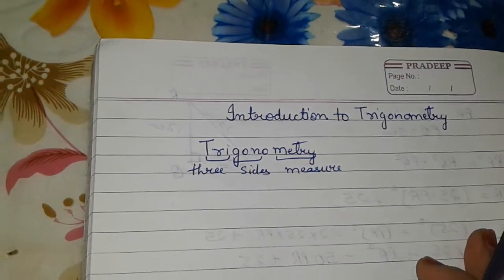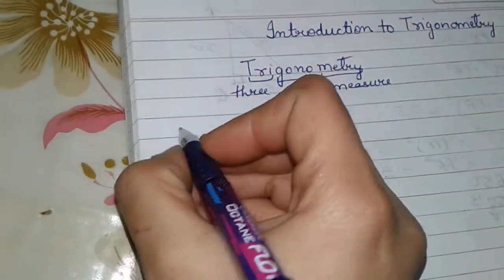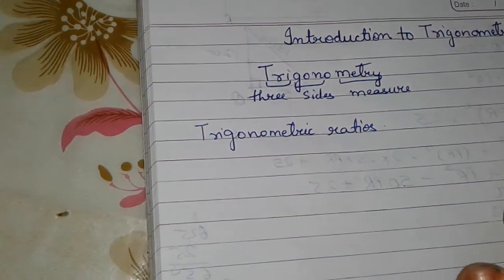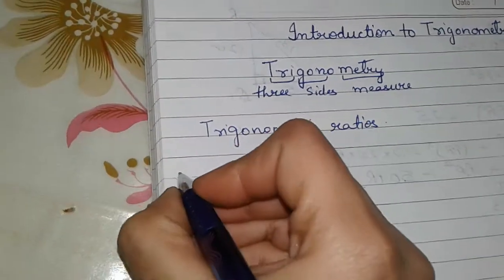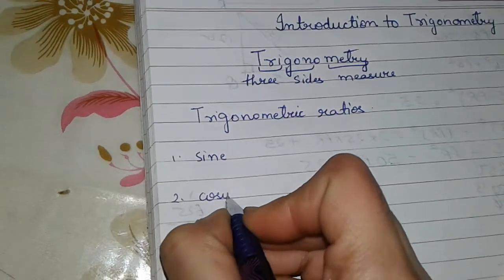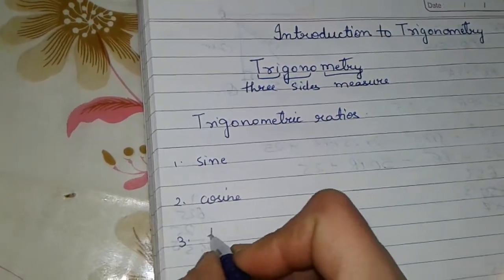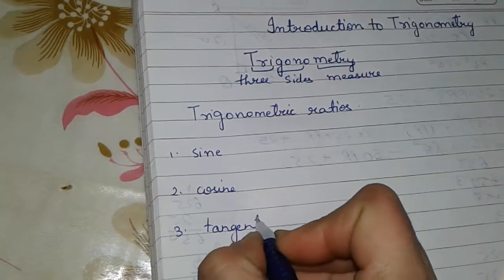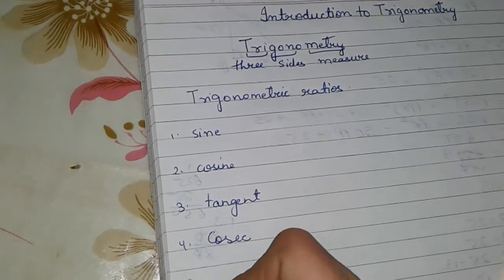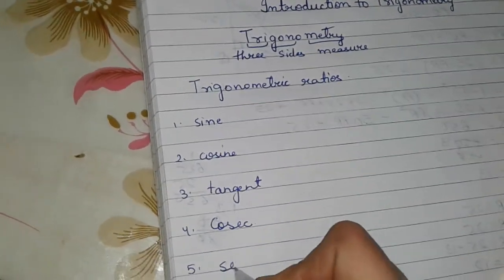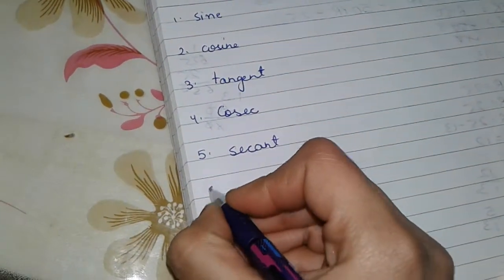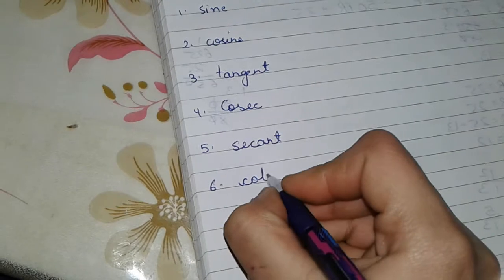Okay, let's write the trigonometric ratios. There are 6 trigonometric ratios. First is sine, second is cosine, third is tangent, fourth is cosecant, fifth is secant, and sixth is cotangent.